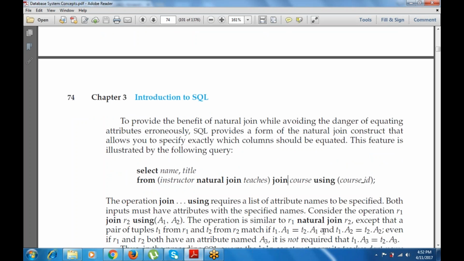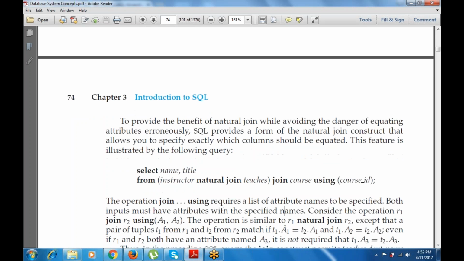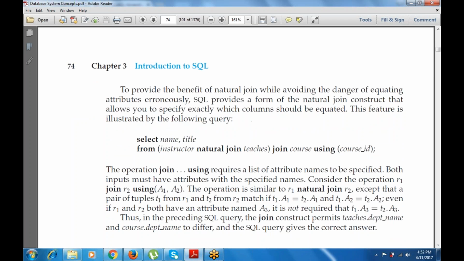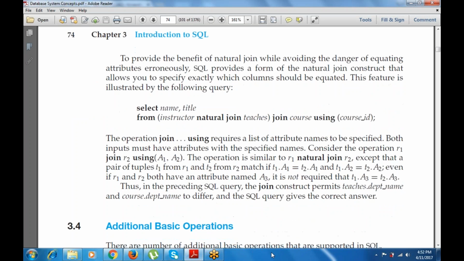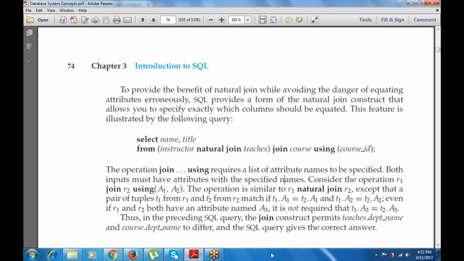The using construct needs a list of attribute names to be specified, and both inputs must have attributes with the specified names. So consider the operation R1 join R2 using A1 and A2. That is similar to the natural join of R1 and R2, except that a pair of tuples matches on A1 and A2 only, and T1.A3 and T2.A3 are not required to be equal.